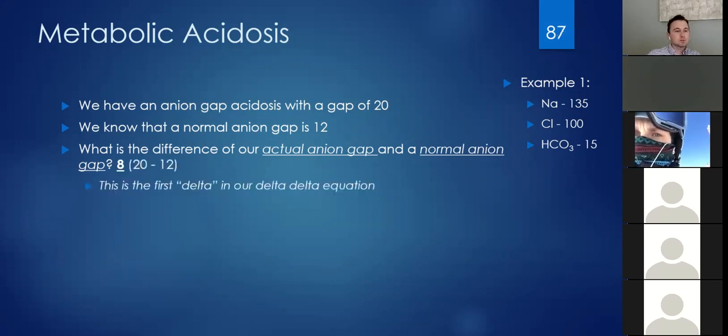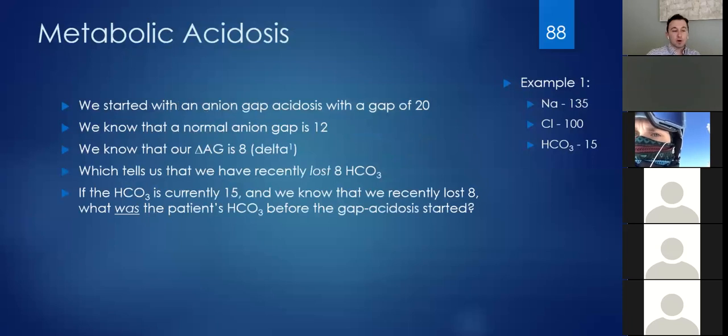All right. So we've already said that if we have a gap, that means there's an addition of an acid, which means there's a buffering of bicarb. So if there is a difference of 8, then you can infer that we've recently lost 8 bicarbs, because 8 bicarbs had to be used to buffer the extra acid.